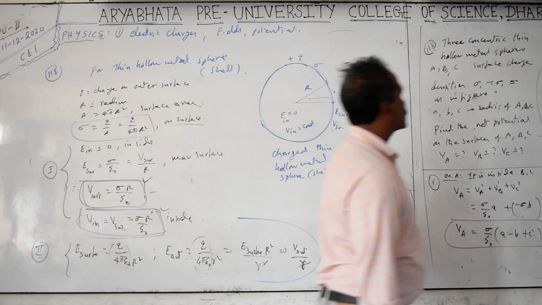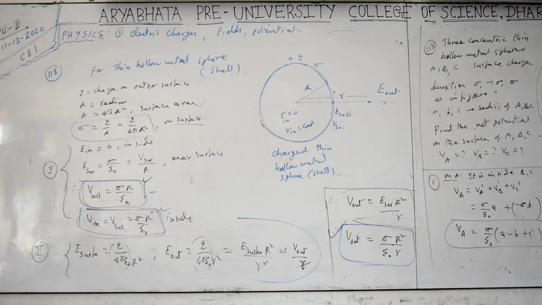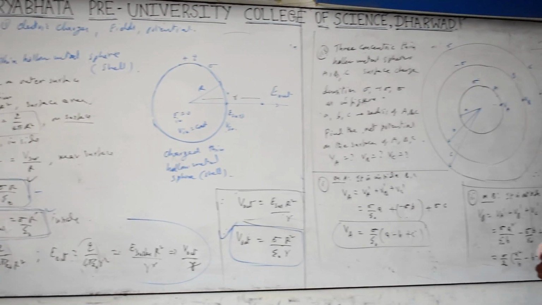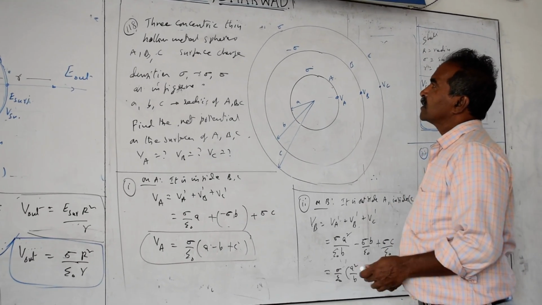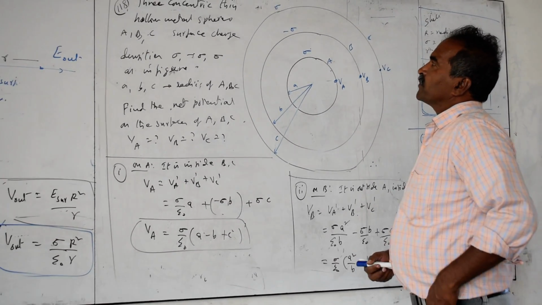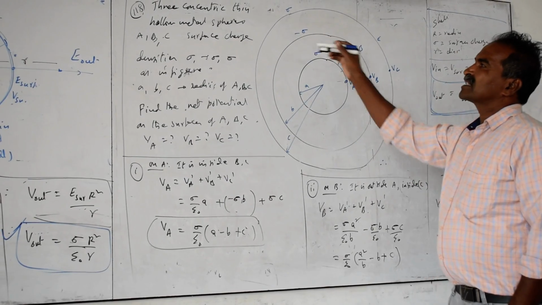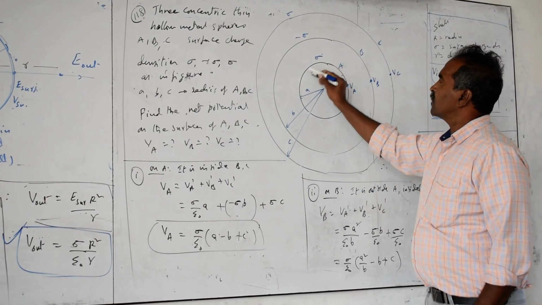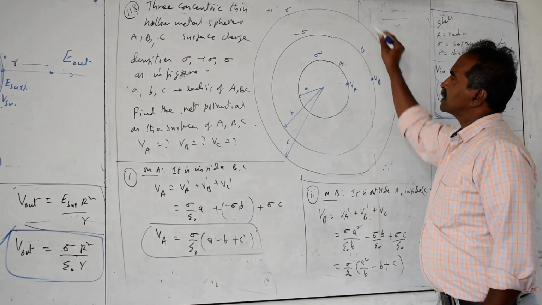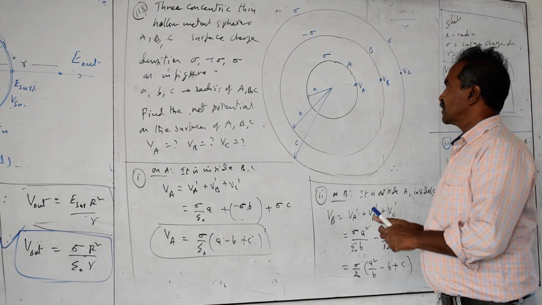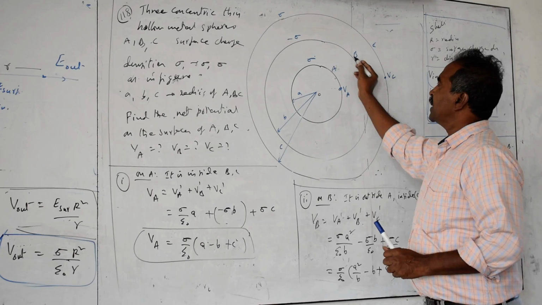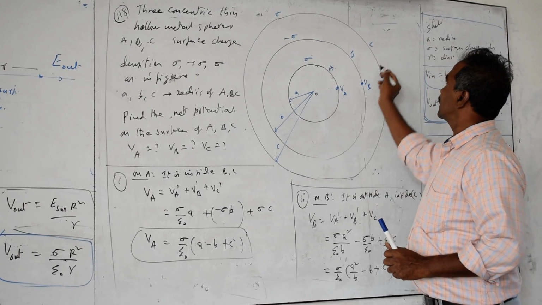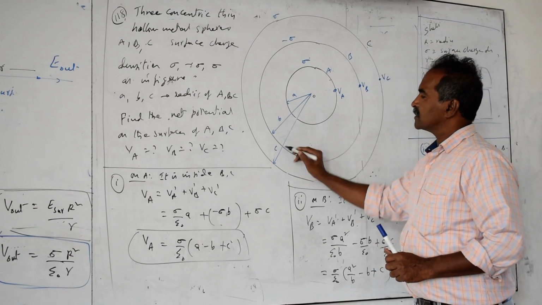Coming back to the actual problem 118. In this problem, there are three concentric hollow metal spheres A, B, C. Concentric means same center point. A has a radius small a, B has a radius of small b, and C has a radius of small c.